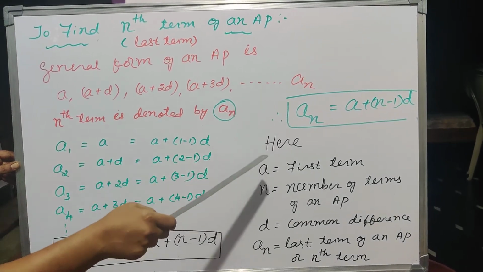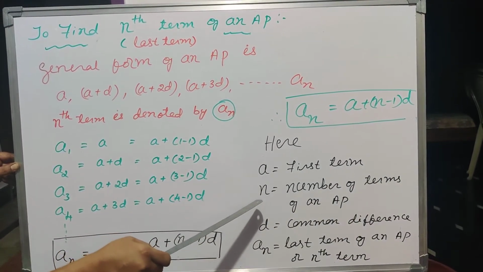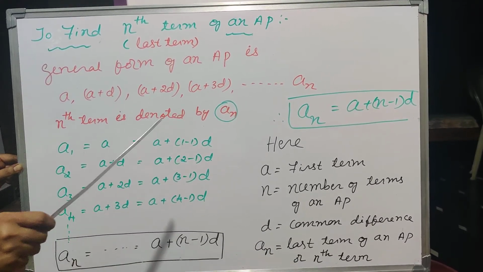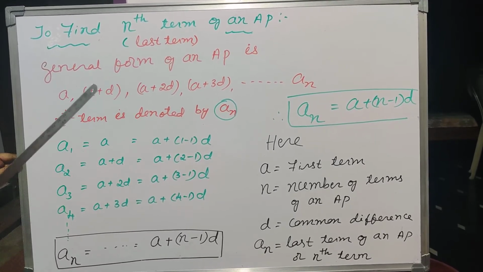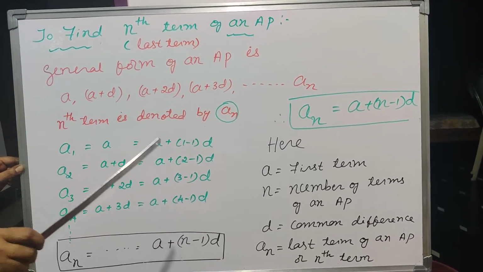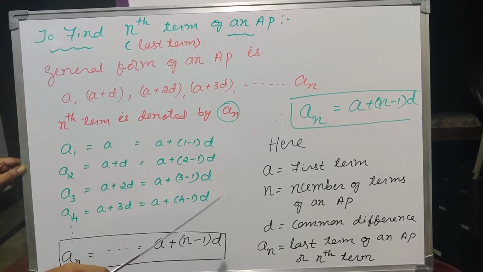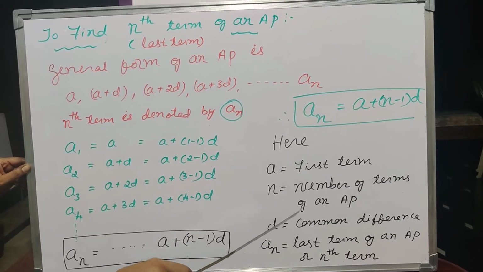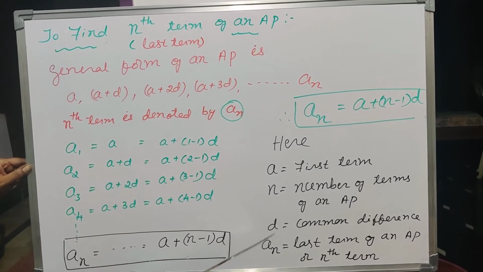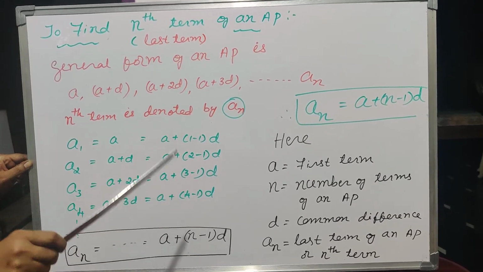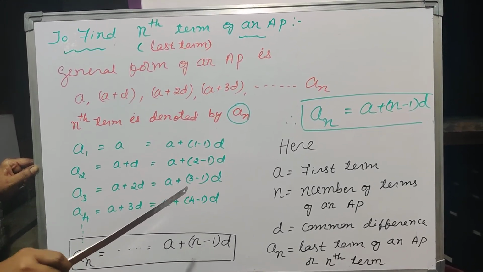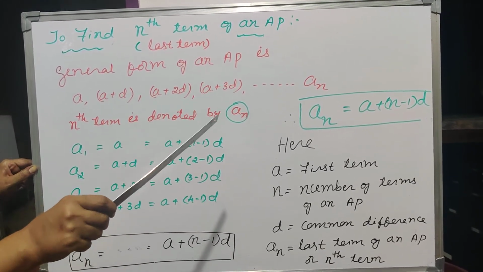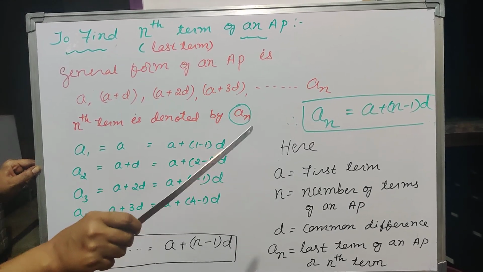Here, A is equal to the first term, n is equal to the number of terms of an AP. Number of terms: 5 terms, 6 terms, 7 terms. How many terms are there in that? That is the number of terms of an AP. D is the common difference and AN is the last term of an AP, or the nth term. This formula is very important to find the last term or nth term of the AP, that is AN is equal to A plus n minus 1 into D. Thank you.